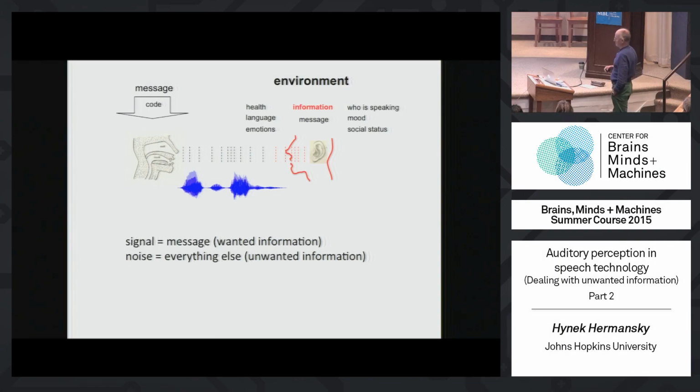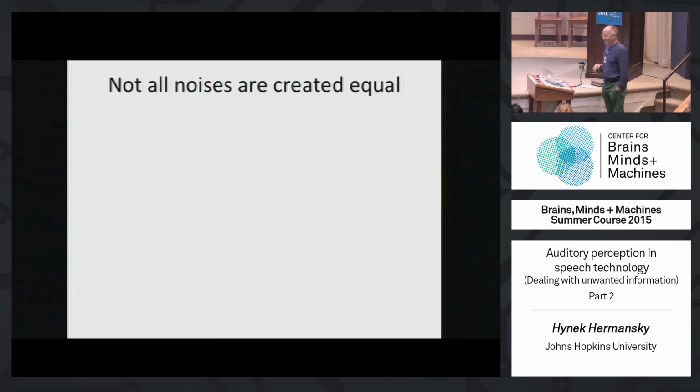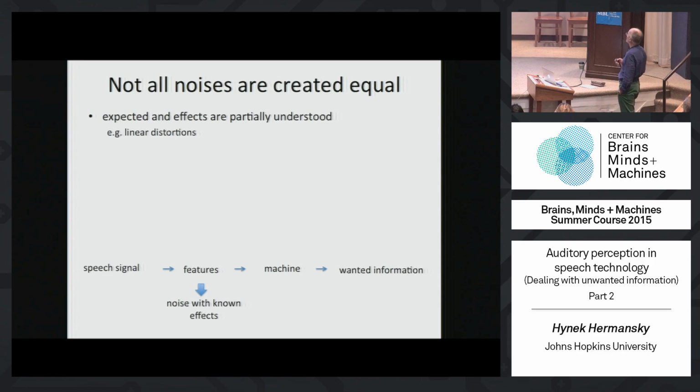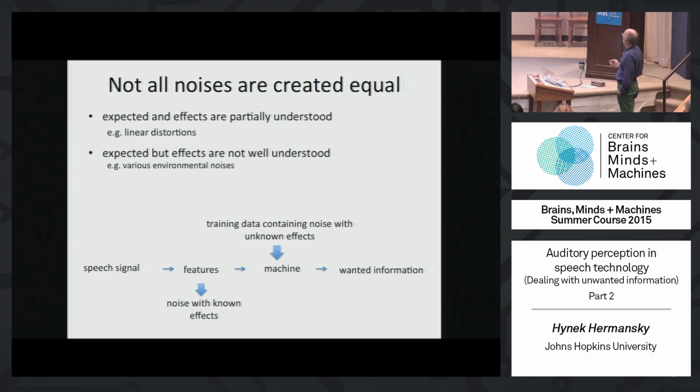So we have this wanted information and unwanted information. I call unwanted information noise and wanted information signal. Not all noises are created equal. There are some noises which are partially understood, and I'm claiming this is what we should strip off very quickly, like linear distortions or speaker dependencies. Those are two things I will be talking about. You can easily do it in the feature extraction.